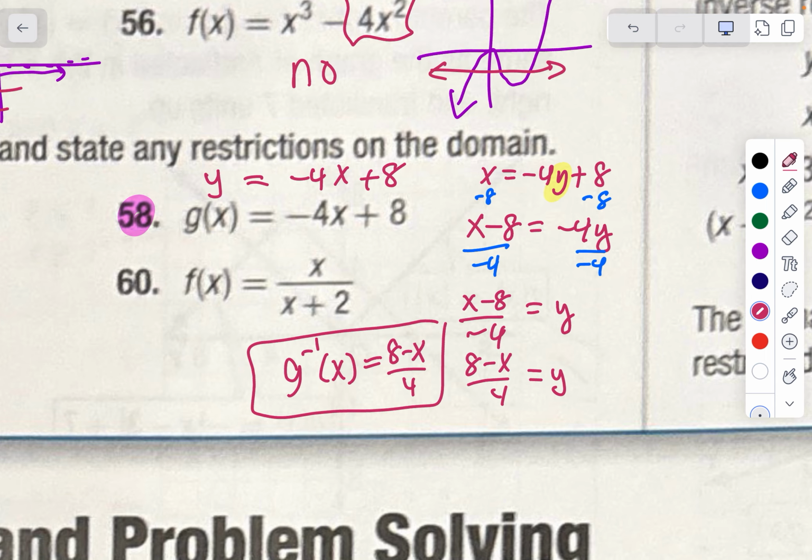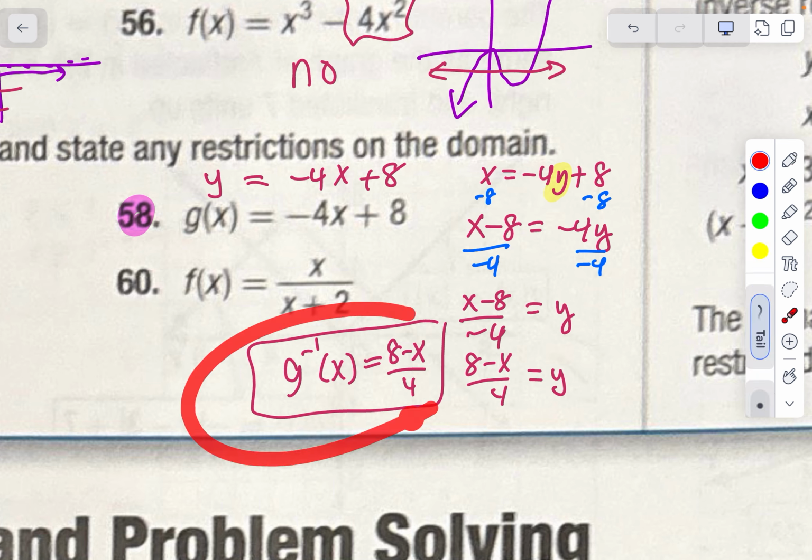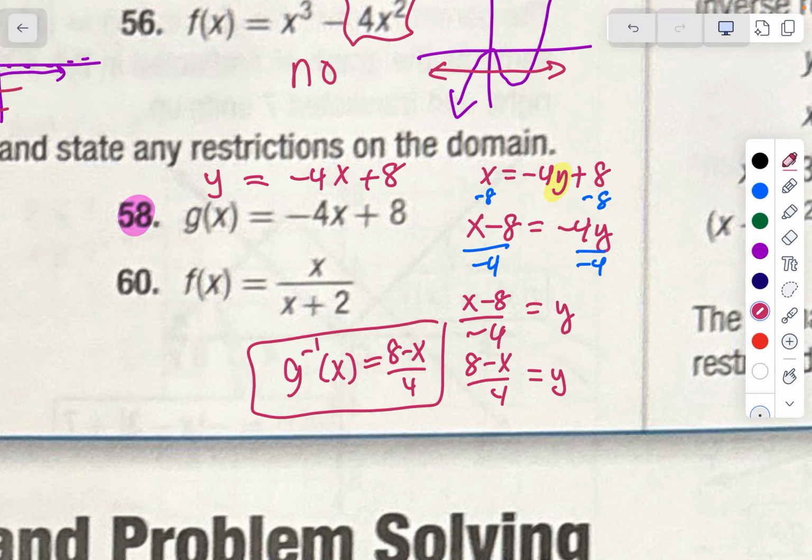Okay, so let's go over the steps one more time. You write it in y notation. You flip-flop the x's and y's. You solve for y, and that's your inverse. Okay, again, if you got it to this point, you got it. So that's your answer. I'll probably give you one that is a linear function on the test, okay? So that's 58. Any questions there? Are we good with 58?